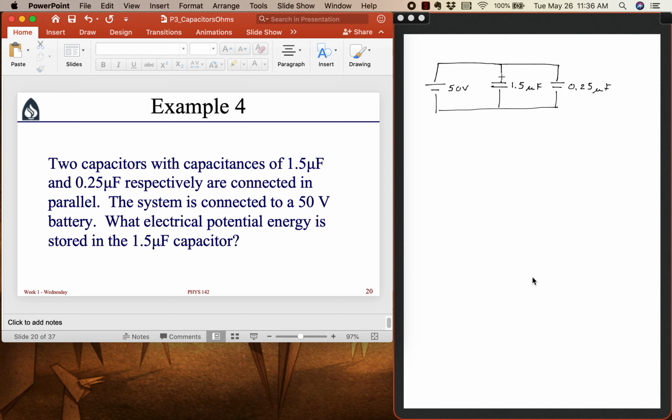So if we just consider this 1.5 microfarad capacitor, we know its capacitance. Its capacitance is 1.5 microfarads. And we also know the potential difference across this capacitor. Because the capacitors are in parallel and they're hooked up to a 50-volt battery, the battery is supplying 50 volts, that's the pump, and then we need a waterfall, whether we go this way or this way, of 50 volts as well. So each of these capacitors has a potential difference of 50 volts. So I can say that the potential difference for my 1.5 microfarad capacitor is equal to 50 volts.